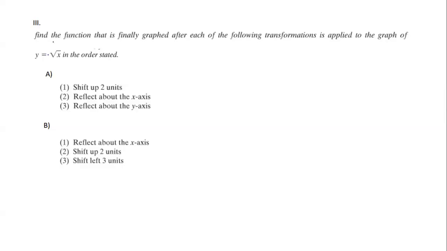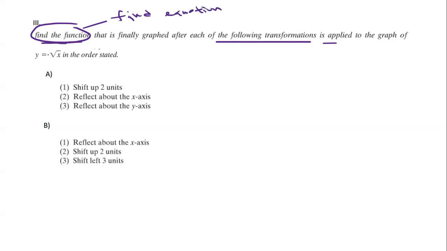Okay, so this one says we want to find a function that is finally graphed after each of the following transformations is applied to the graph. I know it's talking about graph, but we're not graphing this. We want to find a function. We want to find the equation after these transformations have been implemented.